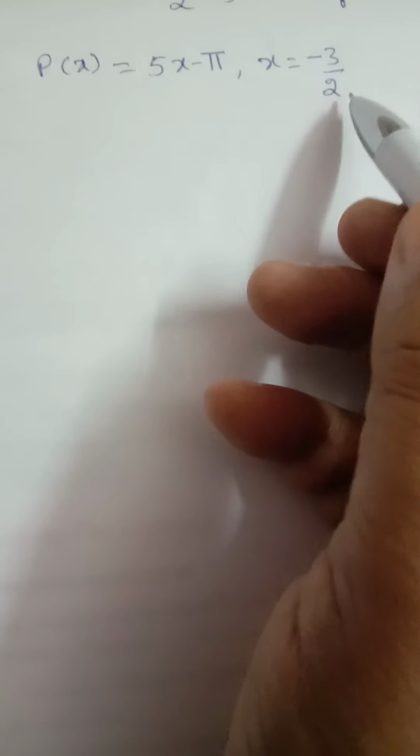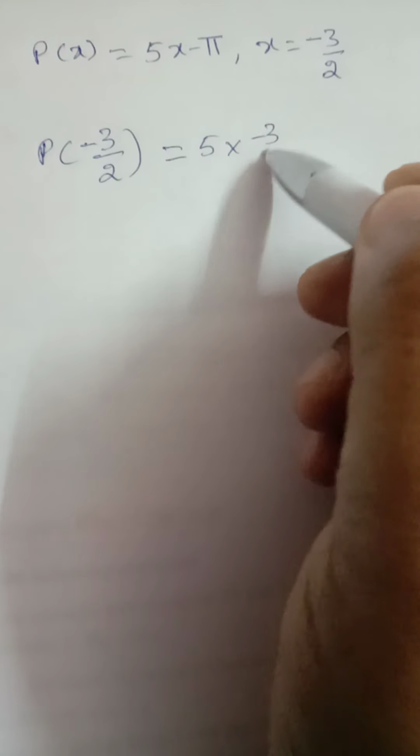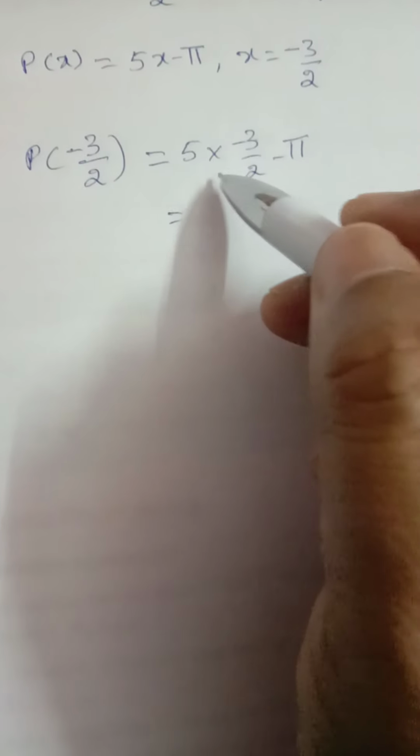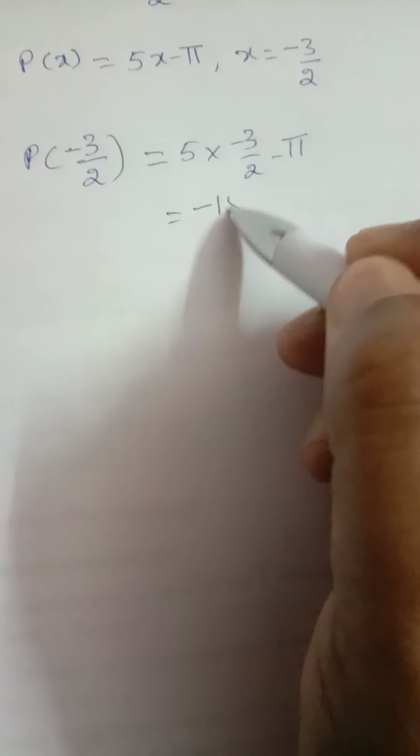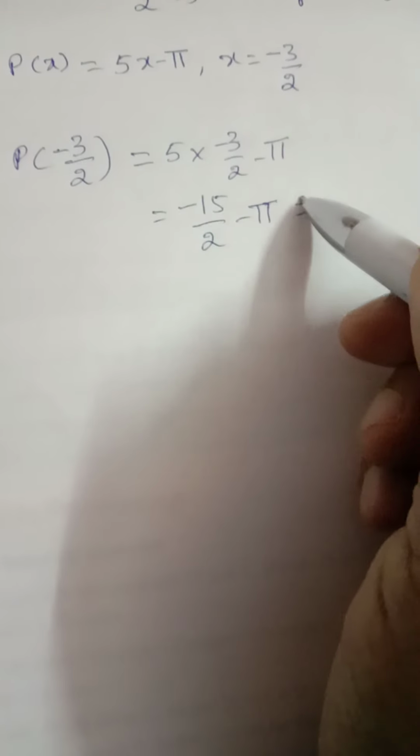P of x is equal to 5x minus 5. X is equal to minus 3 by 2. Replace x with minus 3 by 2. P of minus 3 by 2 is equal to 5 into minus 3 by 2 minus 5, which is equal to minus 15 by 2 minus 5. Minus 15 by 2 is not equal to 0.